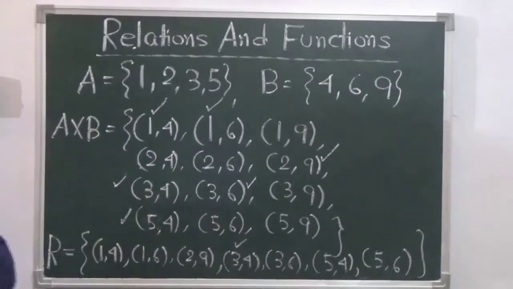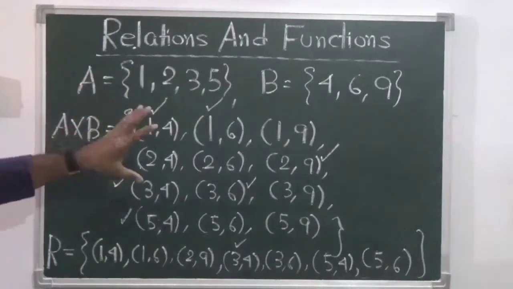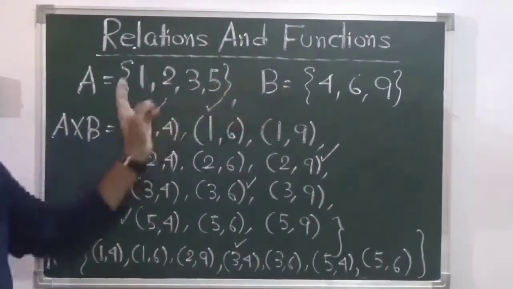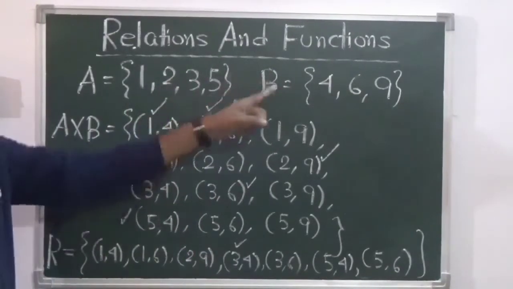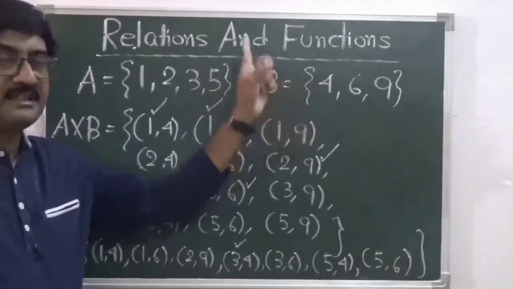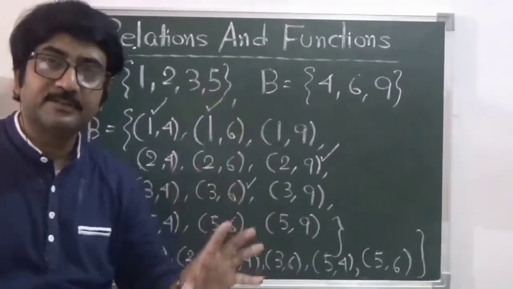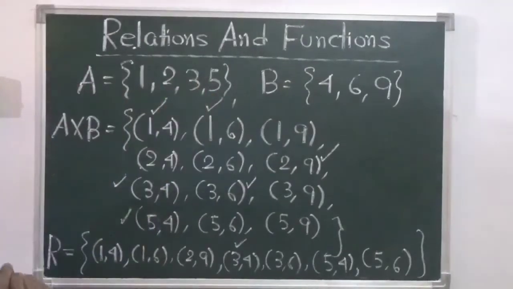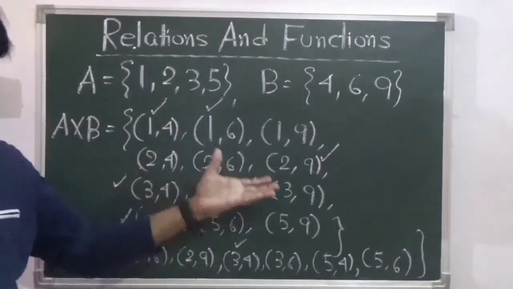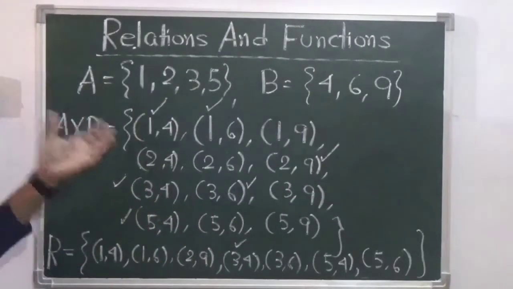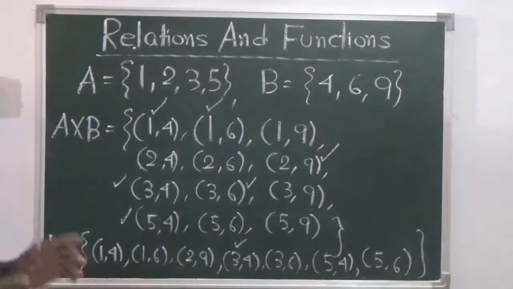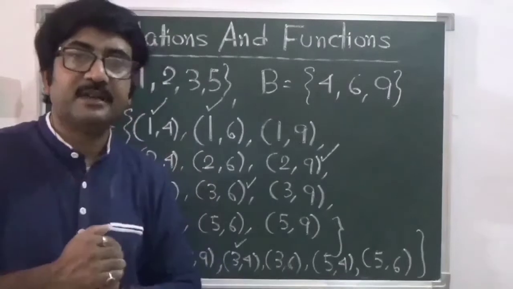Now you can see the difference in how we define the relation. As we have told, in the Cartesian product all the possible ordered pairs are included, right? So (1,4), (1,6), (1,9), (2,4), (2,6), (2,9), (3,4), (3,6), (3,9) and (5,4), (5,6), (5,9). These are all the possible ordered pairs that can be formed moving from set A to set B, and all these ordered pairs are included in the Cartesian product. So this is the Cartesian product, the entire set of ordered pairs moving from set A to set B.